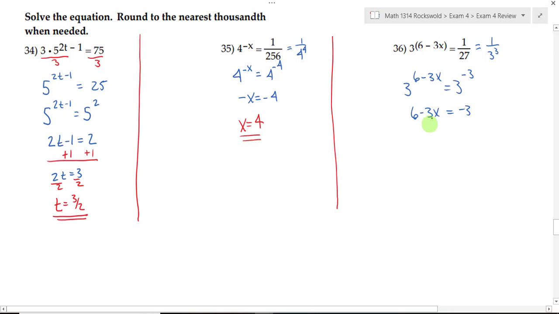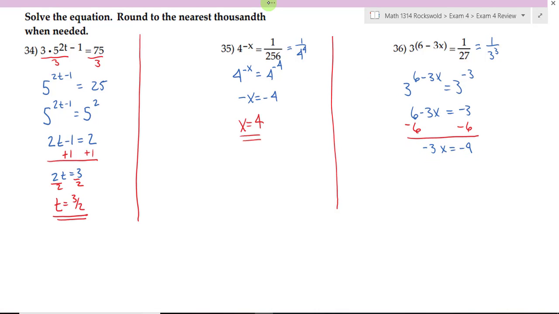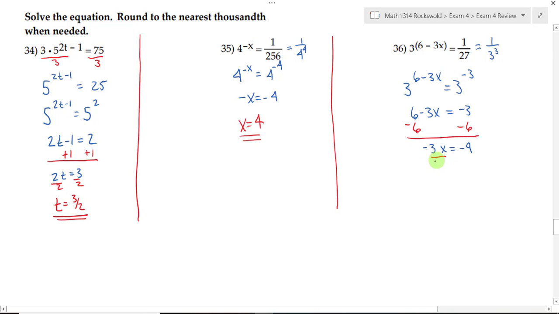In order to solve for x, I'm going to subtract 6 from both sides, and that gives me negative 3x equals negative 9, and then divide both sides by negative 3. Remember, what you do to one side you have to do to the other, and that gives us x is equal to 3 for our final answer.